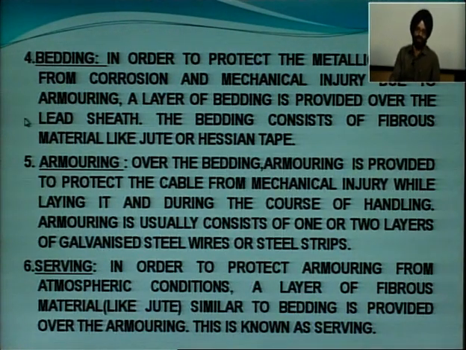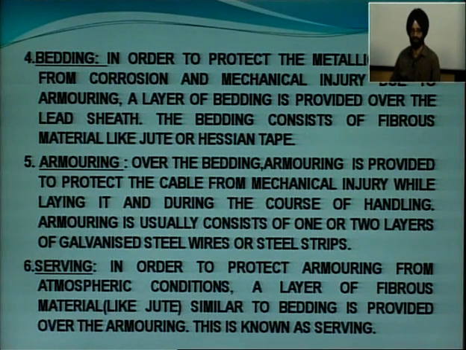The fourth is bedding. In order to protect the metallic sheath from corrosion and mechanical injury due to armoring, a layer of bedding is provided over the lead sheath. I have already told you the bedding consists of fibrous material like jute or hessian tape. Then we have armoring. Over the bedding, armoring is provided to protect the cable from mechanical injury.